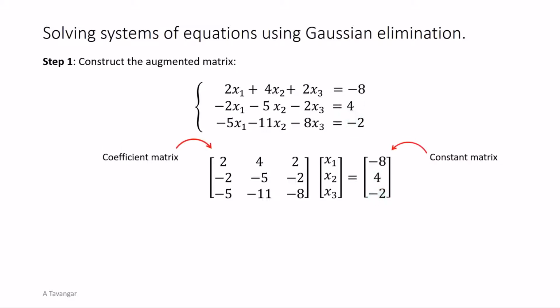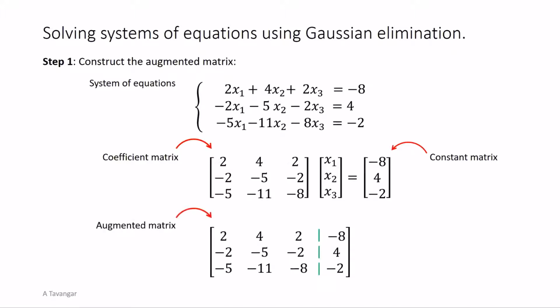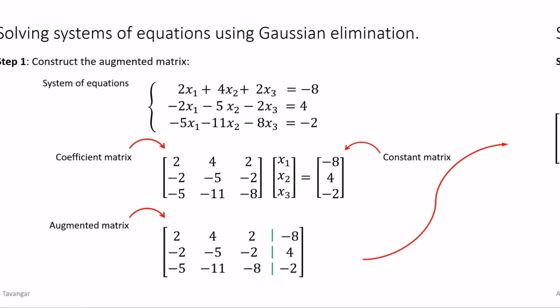The matrix on the left is called the coefficient matrix, and the matrix on the right is called the constant matrix. Now, if we combine these two matrices into one, the resulting matrix is called the augmented matrix. Notice that this matrix has exactly the same information as the original system. The coefficients from one equation of the system create one row of the augmented matrix.